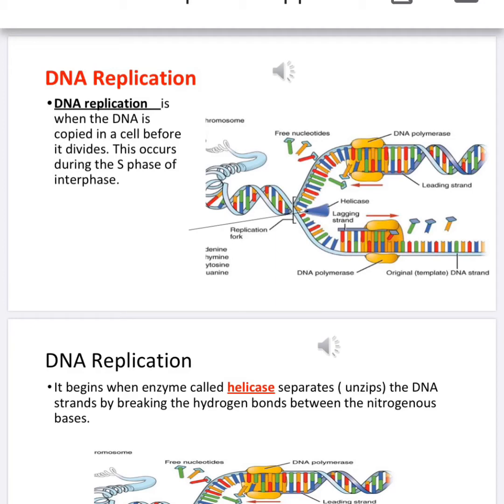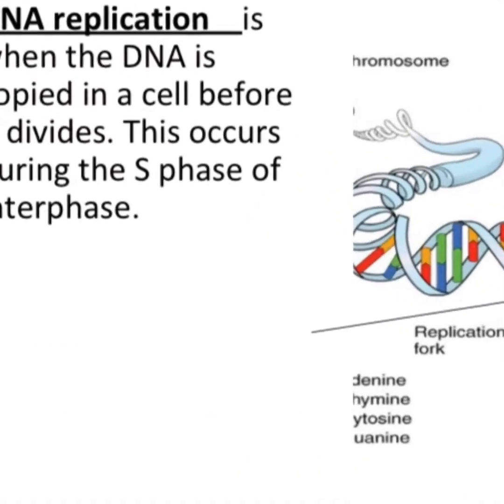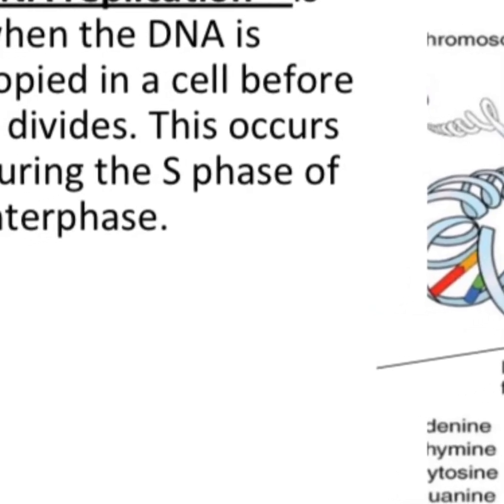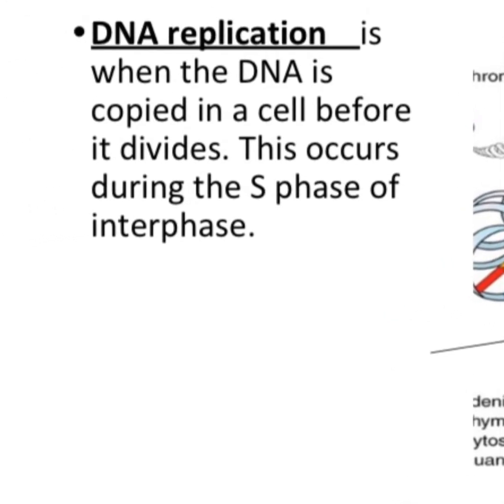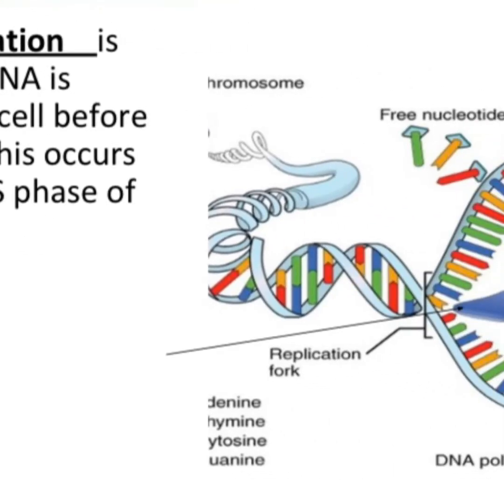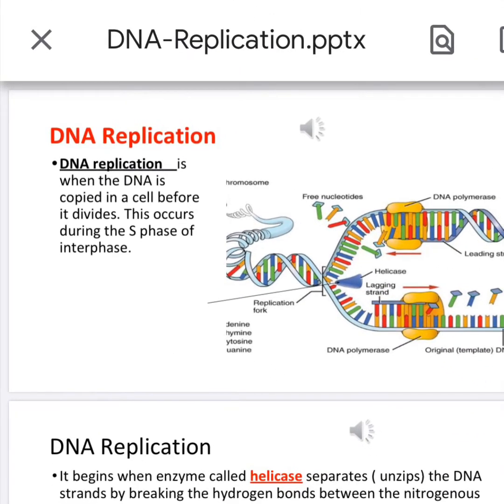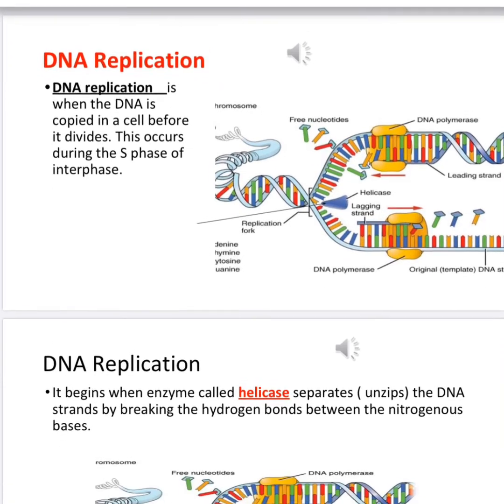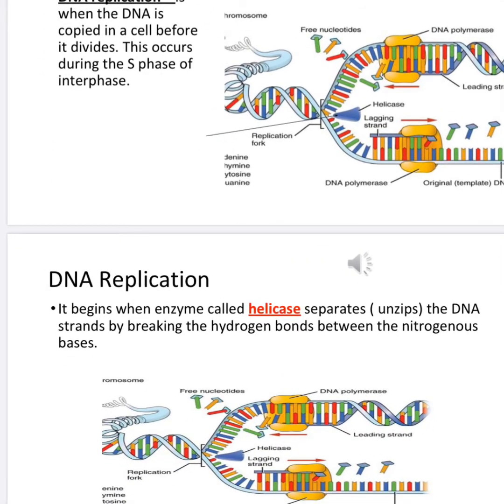DNA replication happens inside the nucleus because the DNA is located inside the nucleus. It happens during the cell cycle in the S phase of interphase. What's the meaning of S phase? S phase here is DNA synthesis of interphase, to make sure each new daughter cell has one copy of DNA after cell division.